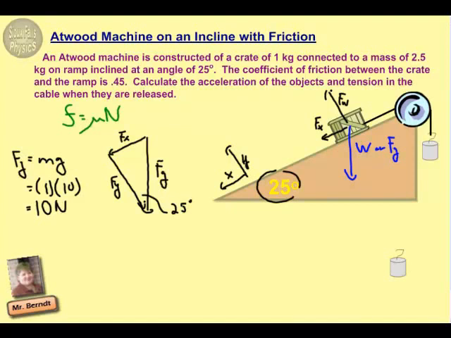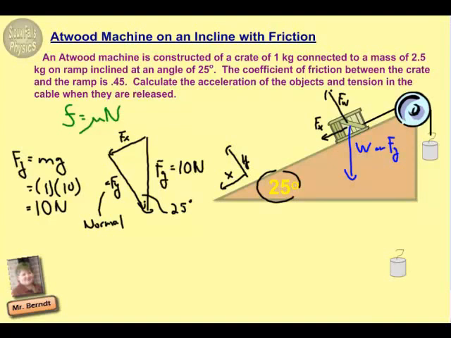Very straightforward on that. So we've got this side right here, which is 10 newtons. We know the angle, and that's sufficient information for us to discover both F of X and F of Y, which is really going to be our normal. So let's go ahead and solve for that F of Y.